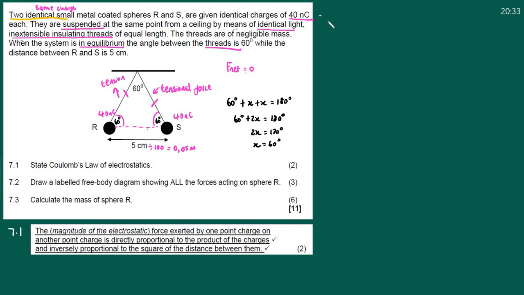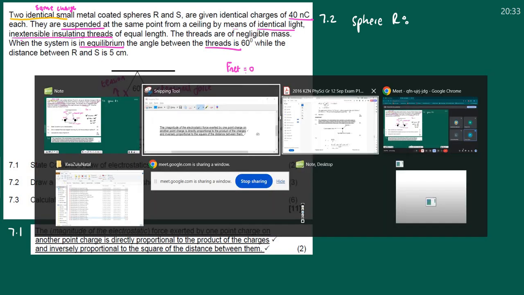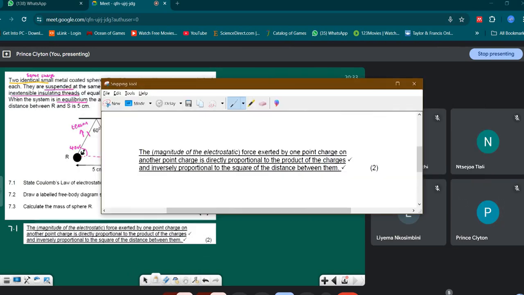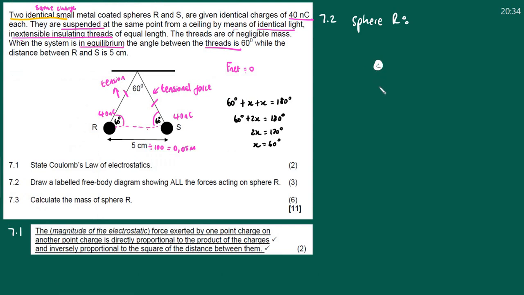But yeah, it's important to state it fully. Alright, and then our 7.2 says now we need a free body diagram showing all the forces acting on sphere R. So sphere R only. For sphere R, you show all the forces. That means even though it is a charge, there is also force of gravity.